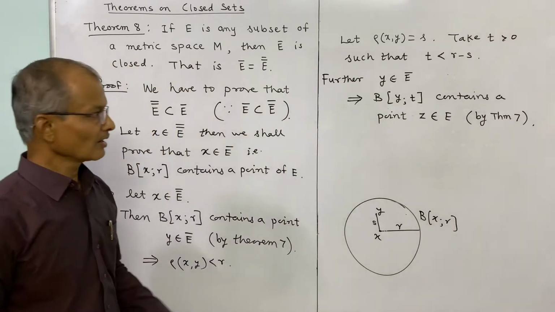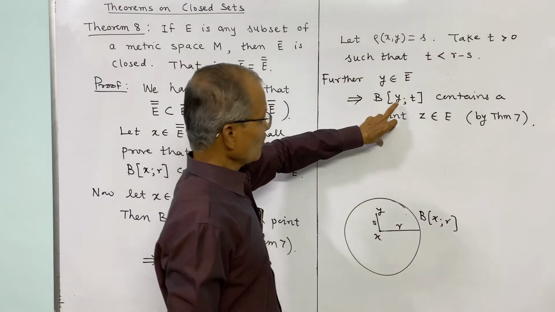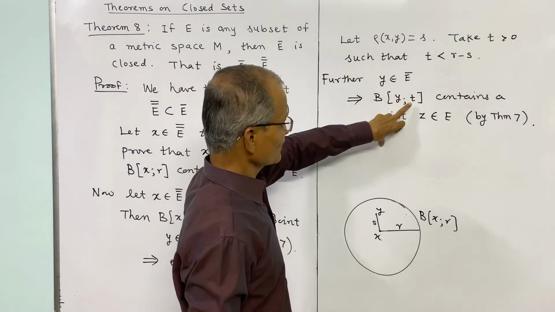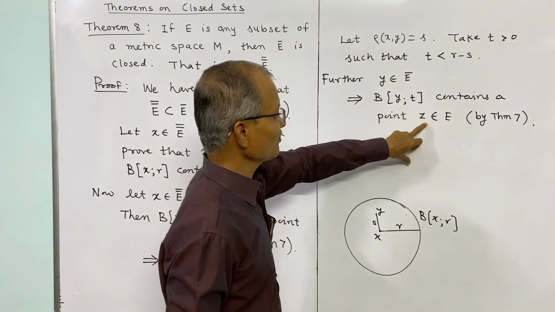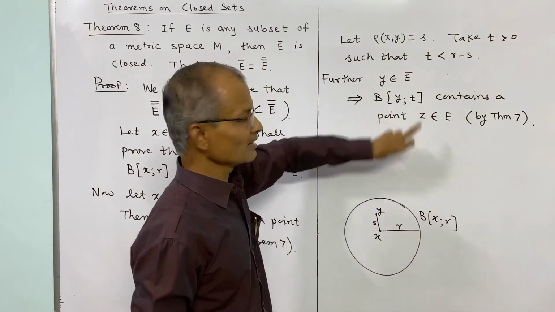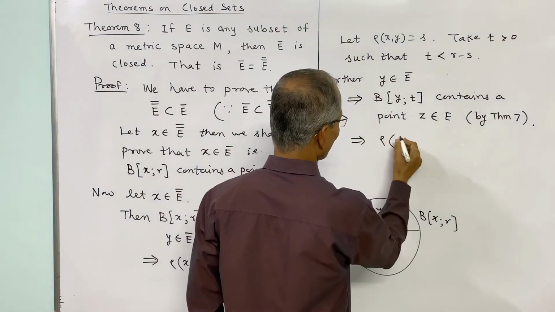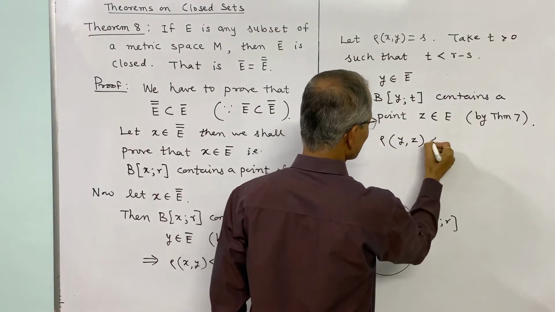This is for your reference, the theorem is quoted. And thus this open ball of radius T about Y contains a point Z, which means the distance between Y and Z is less than T. So this implies rho of Y and Z is less than T.